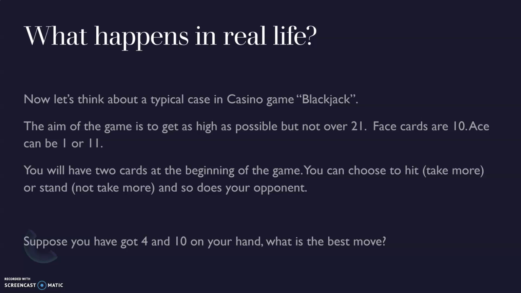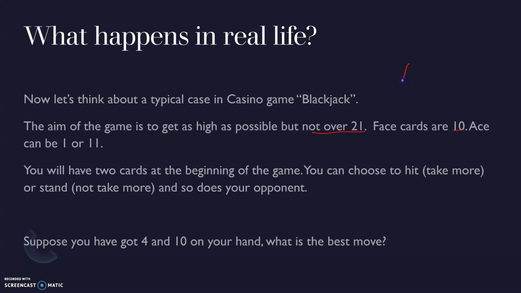If you haven't played that game before, here is a quick sum up of the rules. The most important rule is it's a card game, and the aim is to get as high as possible, but not get over 21. Each card has a value from 1 to 10, and all face cards are considered to be 10. So if you have a Jack, Queen, or King, that's considered to be 10. And the ace can be 1 or 11, so that's a bit of a wild card.